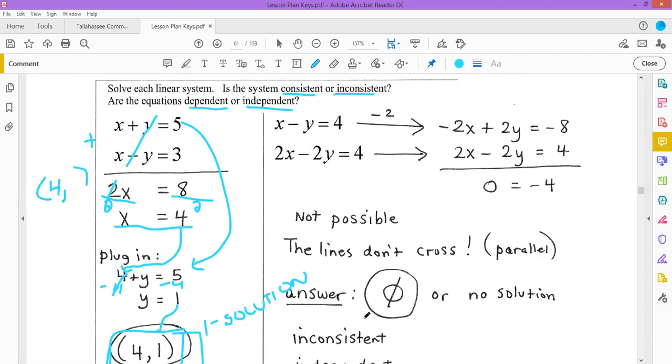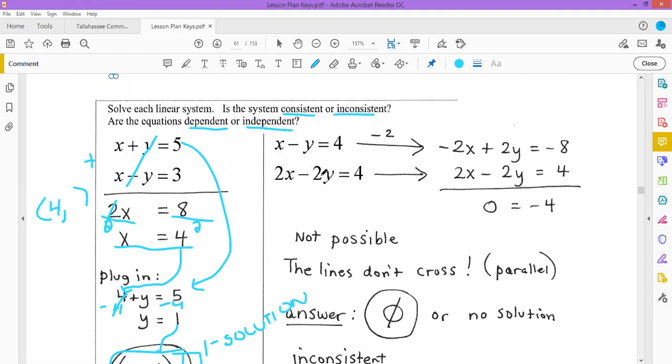All right, let's look at the next example. We have two equations, x minus y equals 4 and 2x minus 2y equals 4. Now, if we were to add these two equations like we did in the previous example, 1x plus 2x will get 3x. Negative y minus that 2y will give us negative 3y. Neither of these would eliminate.